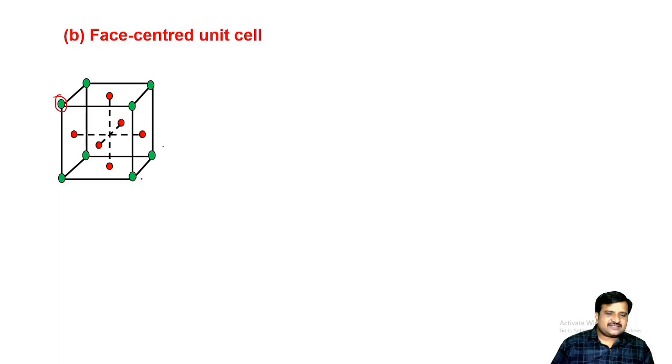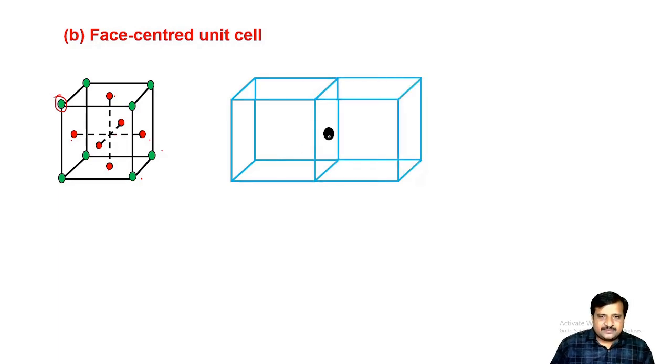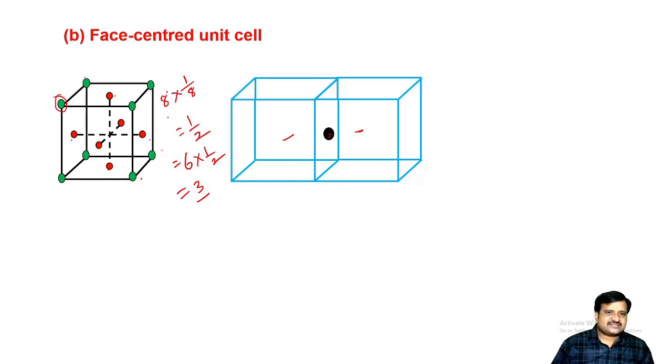Next, lattice points for the face-centered unit cell. The face-centered unit cell contains 8 corner points, and each face also contains 1 point. So 6 faces means 6 points. The point in the face center is shared with 2 unit cells, so for 1 unit cell it is 1 by 2. With 6 faces, 6 into 1 by 2 is 3 atoms or ions. Along with the 6 faces, there are 8 corners, each contributing 1 by 8, which equals 1.